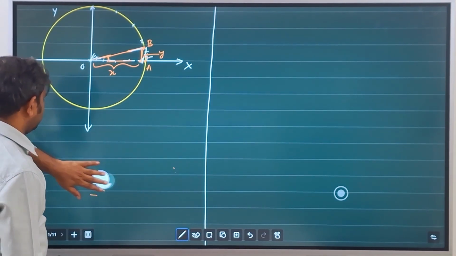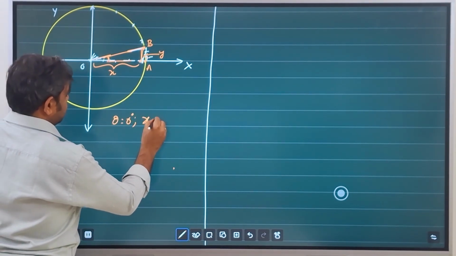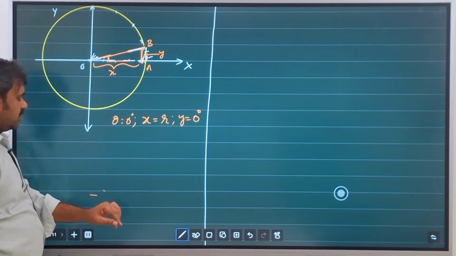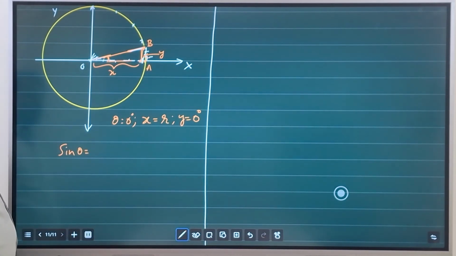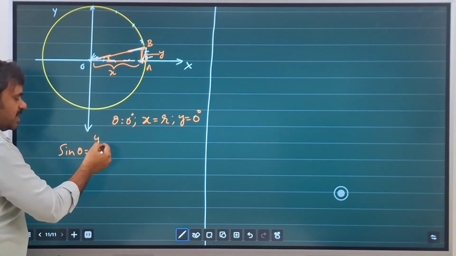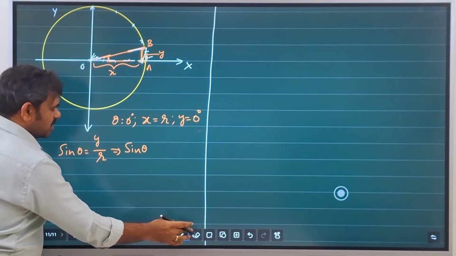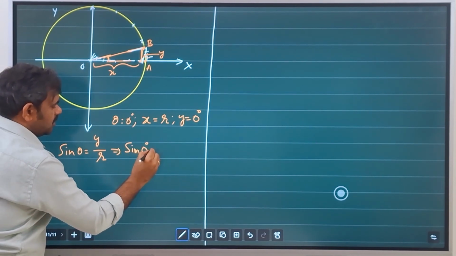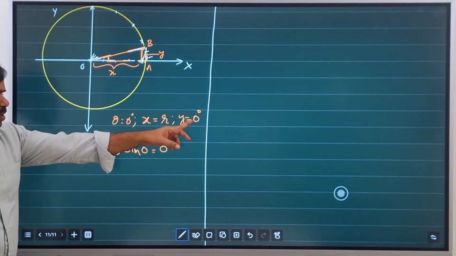So here I can write for theta is equal to 0 degrees, x is equal to r and y is equal to 0. You know, sine theta is equal to opposite side by hypotenuse. When opposite side becomes 0, sine theta also becomes 0. So sine 0 degrees is equal to 0, because when theta becomes 0, opposite side becomes 0.